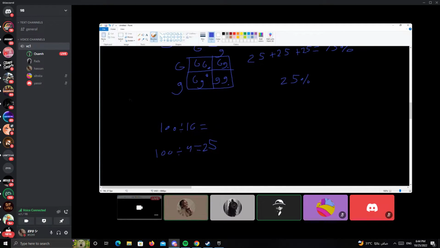Now we got homozygous and heterozygous. Homo means same, easy. So homozygous is going to be both capital or both lowercase. Heterozygous is going to be one capital, one lowercase. That's it.